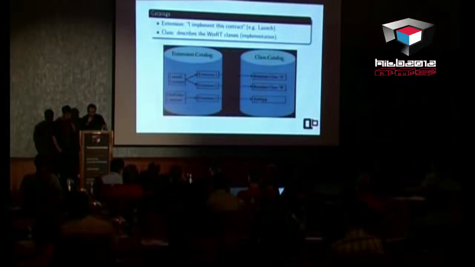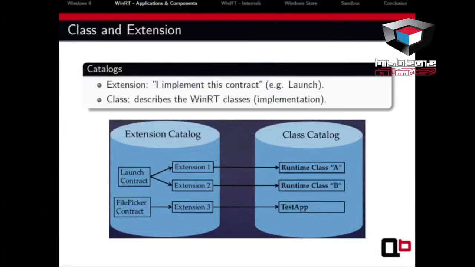We can see that the extension is an abstract concept, in fact, while the class is a concrete implementation. For example, in our case, our test application is an extension of the file picker contract, which is just a simple dialogue to pick a file. You can't pick a file without asking the system at first.